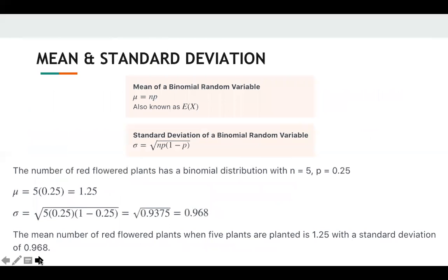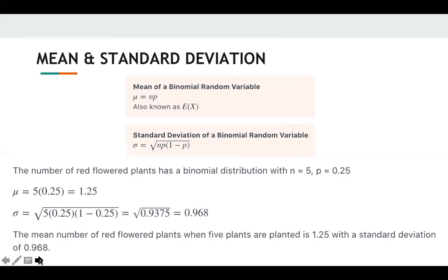All right, so the mean of a binomial random variable, you can calculate by taking your n and multiplying that by your p. And then you can also calculate the standard deviation of your binomial random variable. Here, we can calculate the number of red flowered plants, a binomial distribution, where your n is equal to 5 and your p equals 0.25.